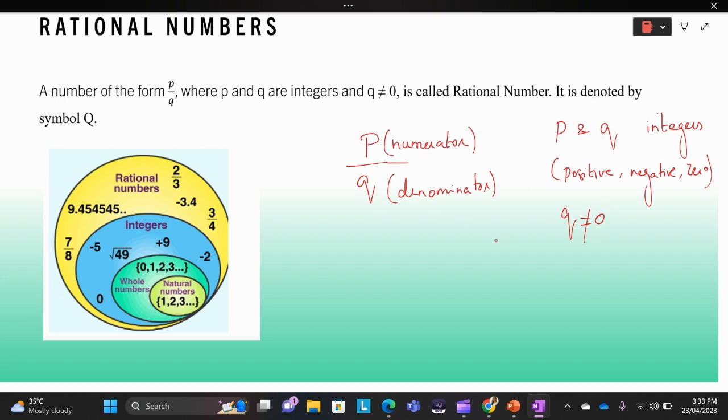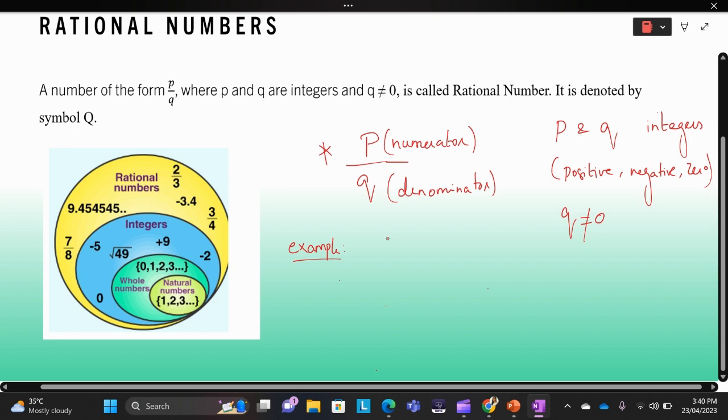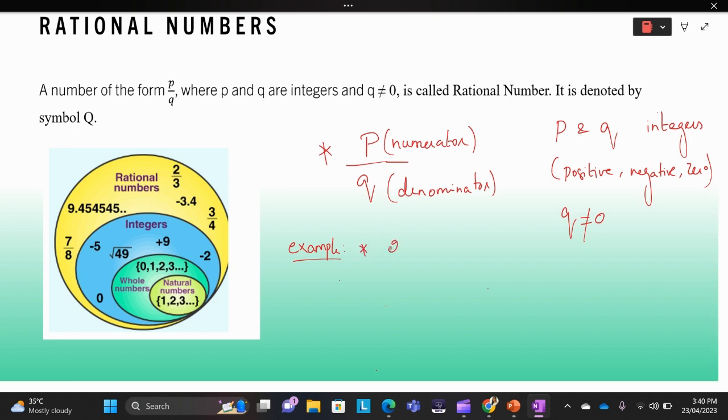So again, I repeat, a rational number can be expressed in terms of p by q, where p and q are integers, but q shouldn't be 0. That is, the denominator shouldn't be 0. Let's see some examples to understand it better. Consider the fraction 2 by 3. Is it a rational number?